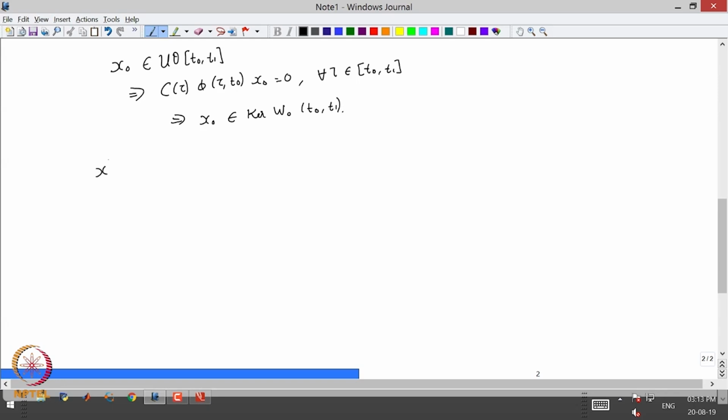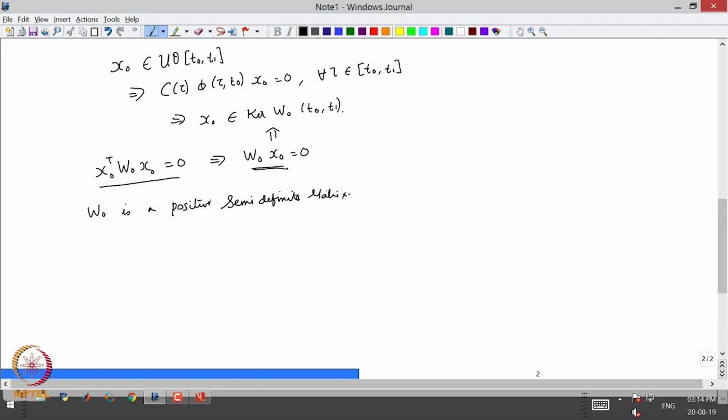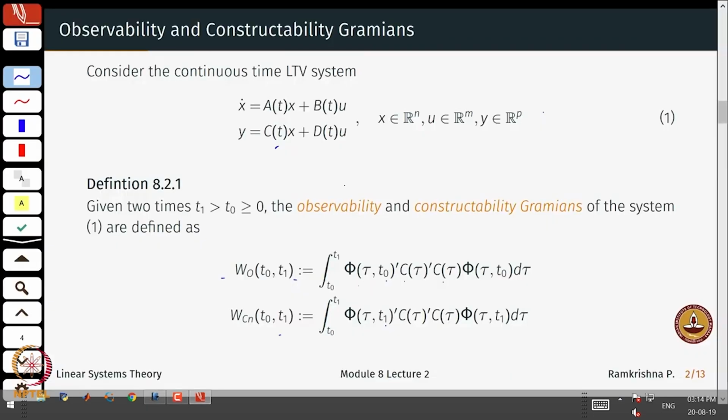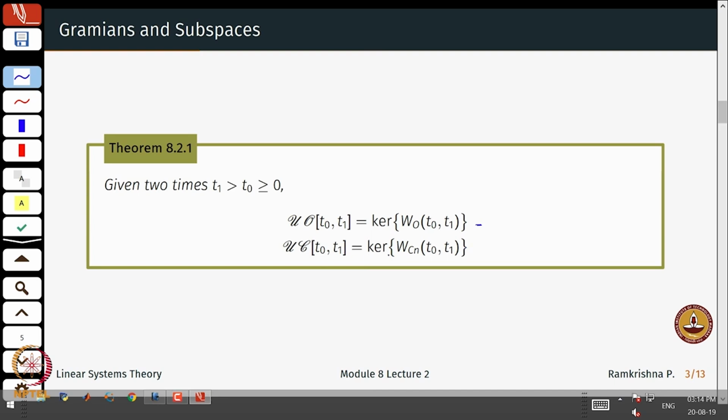So, I multiply x transpose with W times x, and this will be equal to 0, which implies that W naught of x 0 is 0. Why is this true? This kind of equality is true if and only if W is a positive semi-definite matrix, which is true in our case. That concludes the proof, and on very similar lines you can prove the second relation, that the constructible space is the kernel of W C N.